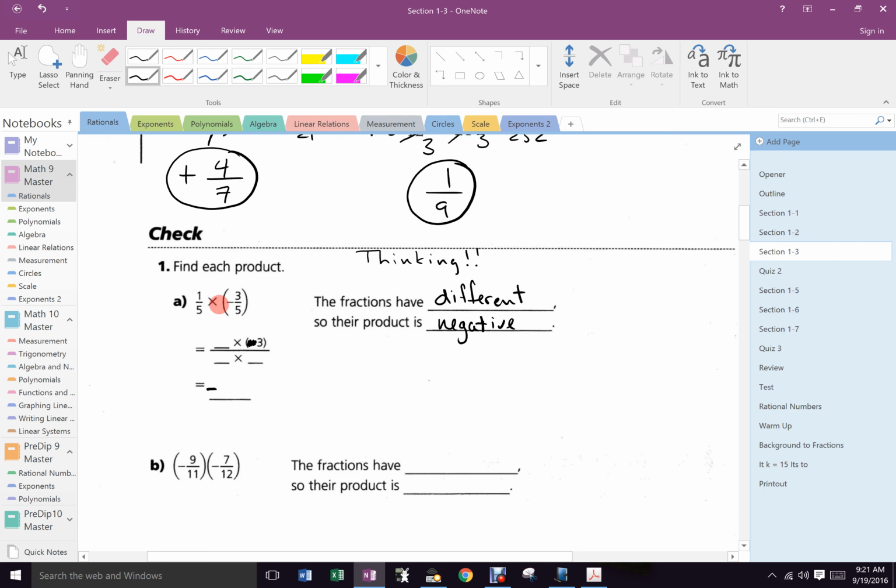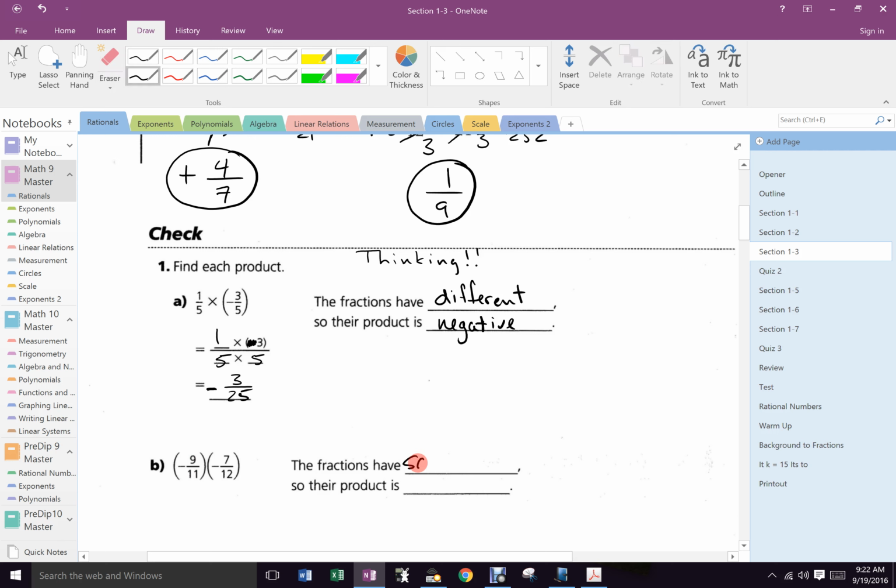So let's check. Do 1 and 5 work together? No. 1 doesn't get any smaller, so 1 stays there and 5 stays there. Do 3 and 5 work together? No. So it's just 1 times 3 and 5 times 5. What's 1 times 3? 3. And what's 5 times 5? 25. And I'm done. And it's already simplified because you couldn't simplify in the question. Cool? Easy peasy lemon squeezy. Look at the next one. The fractions. This is our thinking. Are they the same or different sign?